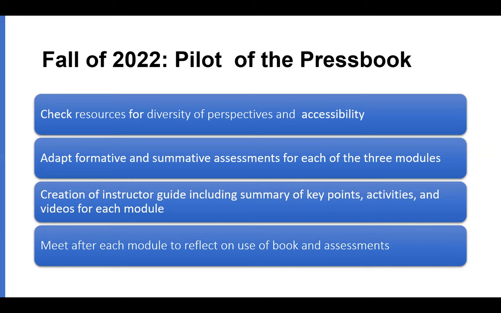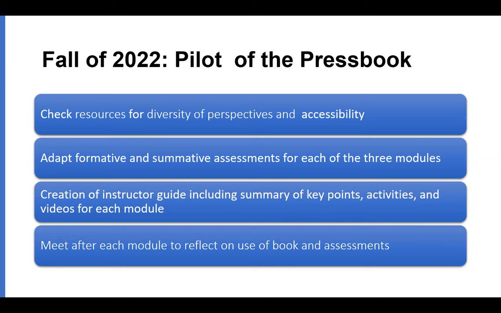So some of the things that we really wanted to make sure of with this book was that we were checking the resources in the pressbook itself so that we had a diversity of perspectives. We were also concerned about accessibility, both in terms of cost and in terms of having them able to have the book the first day ready to go.